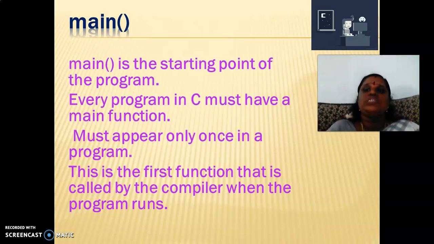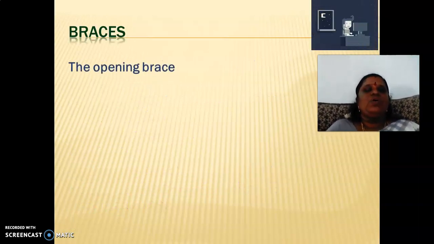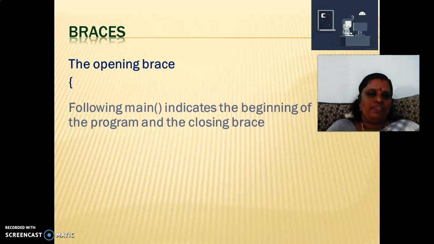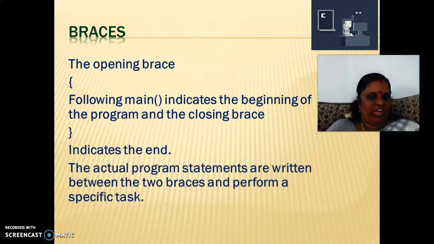So, this is the first statement which is called by the compiler when the program runs. So, when the program runs, it will start with this main function. Okay. Clear? Okay. So, next one is braces. After the main function, what has been used? The open brace following main indicates the beginning of the program, and the closing brace indicates the end of the program. The actual program statements are written inside the two braces and perform the specific task. So, for any task to be done, it should be inside these two braces.